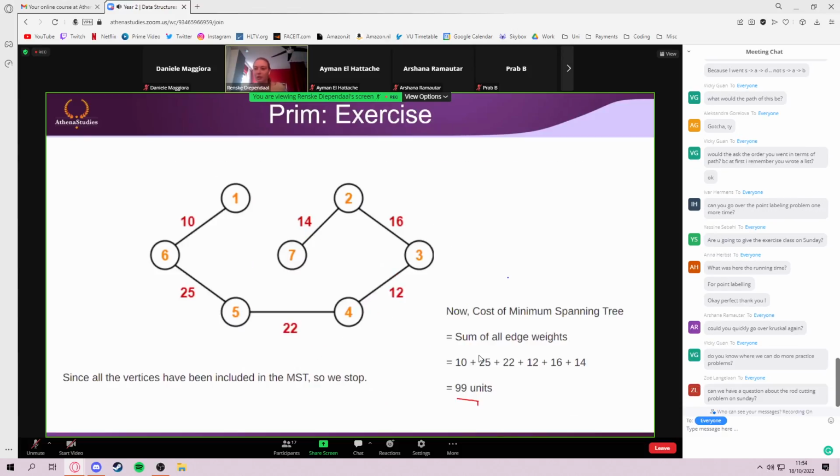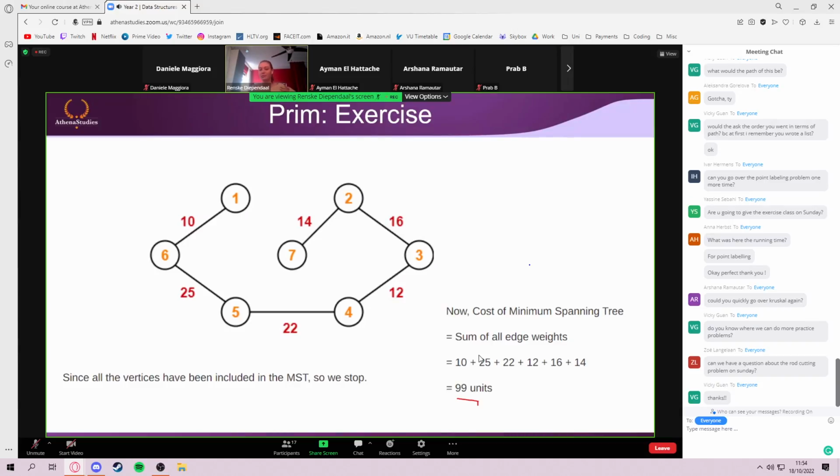Oh, some other quick questions. Do you know where we can do more practice problems? Well, there are very few exams leaked about this course. The teacher keeps it all pretty private somehow. But I've tried to make some practice exercises. Those will not be exam questions, but they'll sort of be like this, right? Try to find the Prim minimum spanning tree. So if you have any specific topic, you can just let me know in the WhatsApp group. Can we have a question about the route cutting problem on Sunday? Yes, I'll write it down. And I'll put one in.